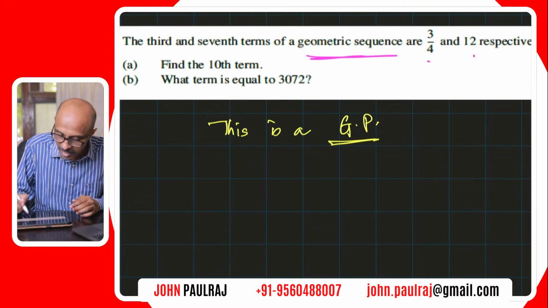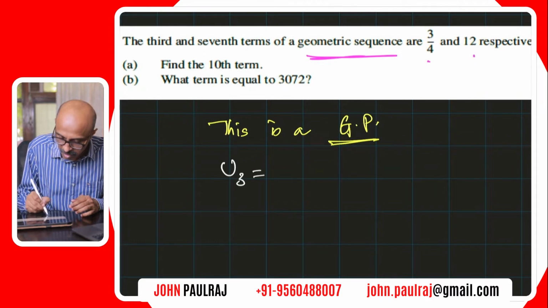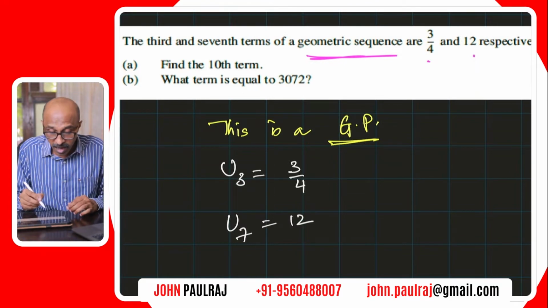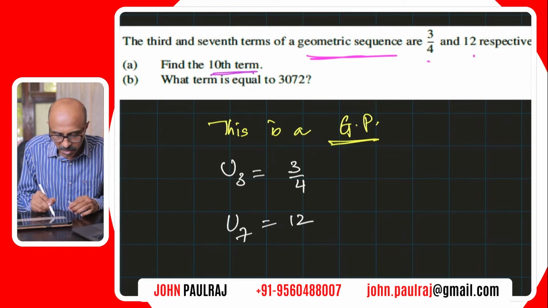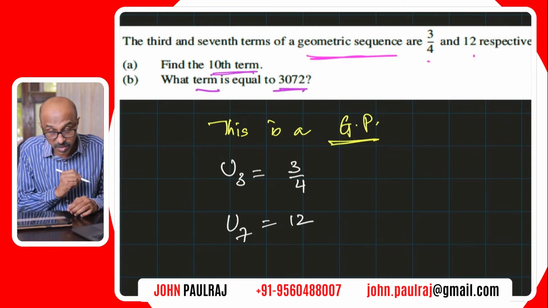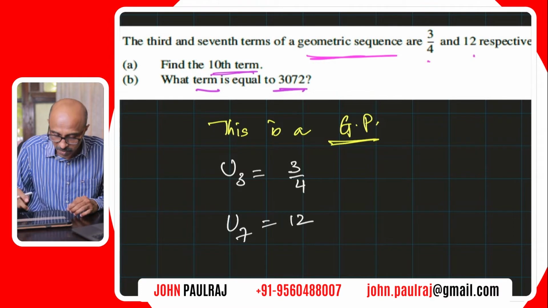And we are given that U3, the third term, is 3/4, and the seventh term, U7, is 12. They asked us to find the 10th term. That's the first part. And the second part is what term is equal to 3072. That means you're finding the value of n. Let's go one step at a time.